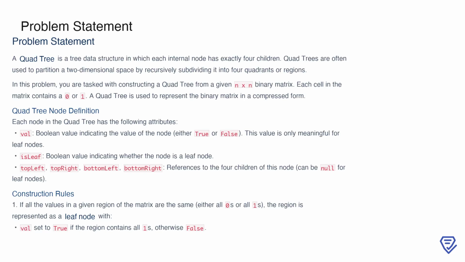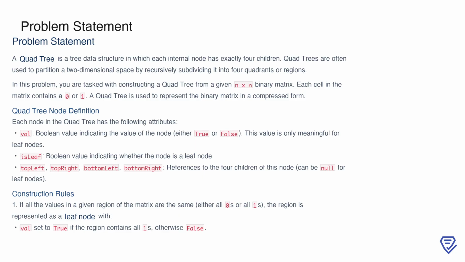In this problem, we are working with a data structure known as a quad tree. A quad tree is a type of tree where each internal node has 4 children, and it's commonly used to represent two-dimensional spaces by recursively dividing them into 4 quadrants. Here, your task is to construct a quad tree from an nxn binary matrix, where each cell in the matrix contains either a 0 or a 1. The purpose of the quad tree in this context is to compress the matrix into a more compact form.